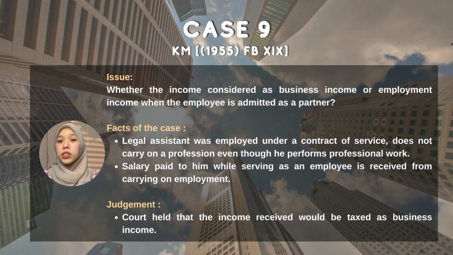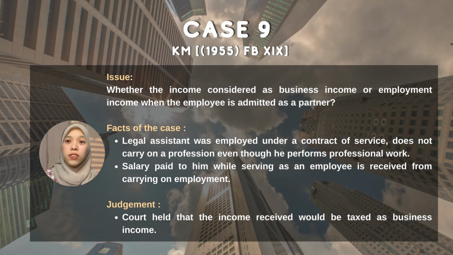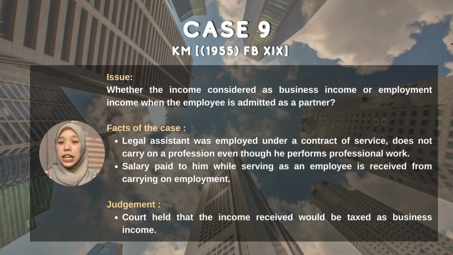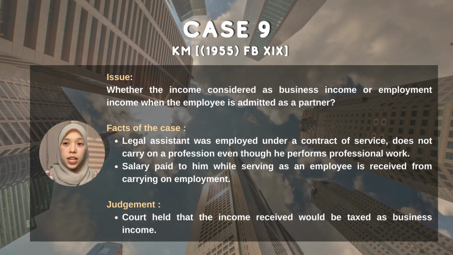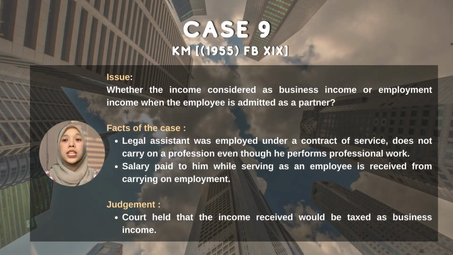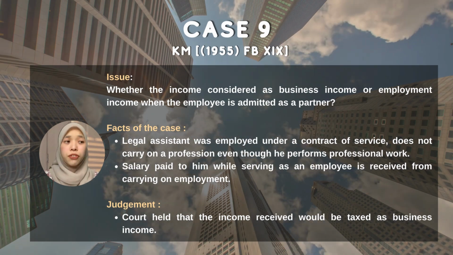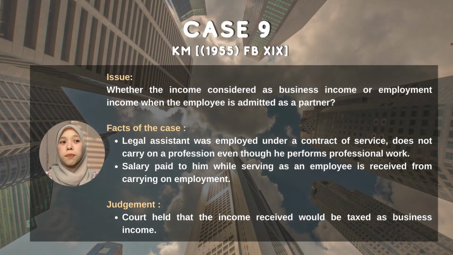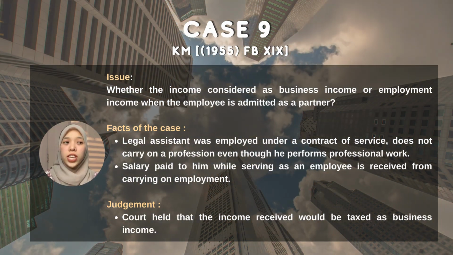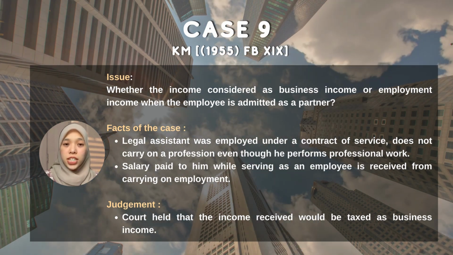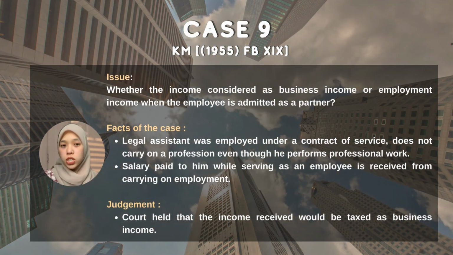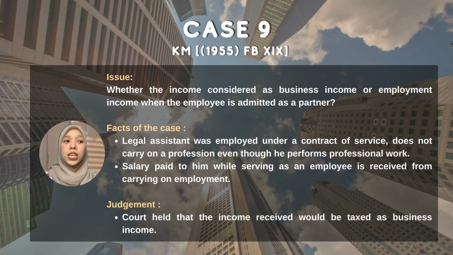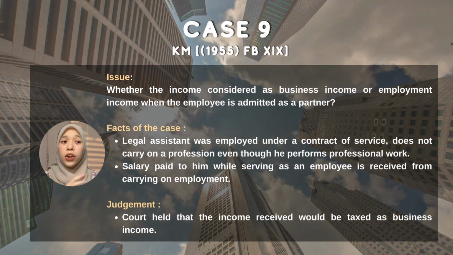So let's continue with the next case, which is KM 1955 FB19. The issue of this case is whether the income is considered business income or employment income when the employee is admitted as a partner. So the fact is, it was established that a legal assistant who was employed under a contract of service does not carry on a profession even though he performs professional work. So the salary paid to him while serving as an employee is received from carrying on employment.